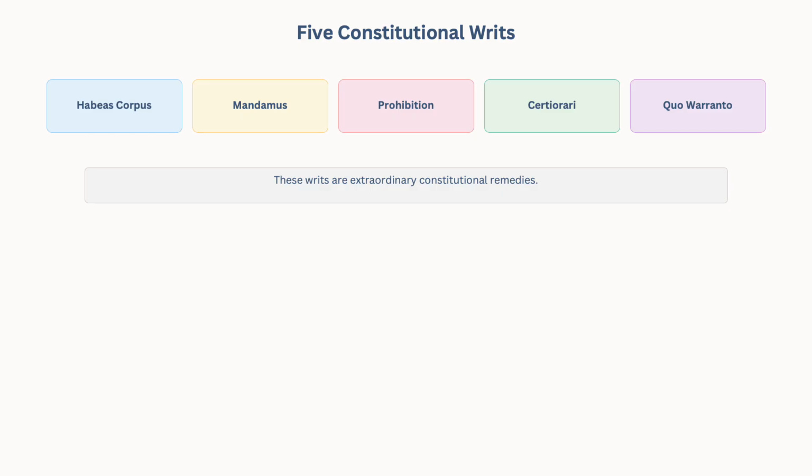Now, these are the 5 ways in which you can approach the court, or these are the 5 writs, the 5 orders that the court can issue for violation of fundamental rights. We will learn about that one by one. Now, habeas corpus. If you take a look at habeas corpus, it means to produce the body of, or to have the body of.